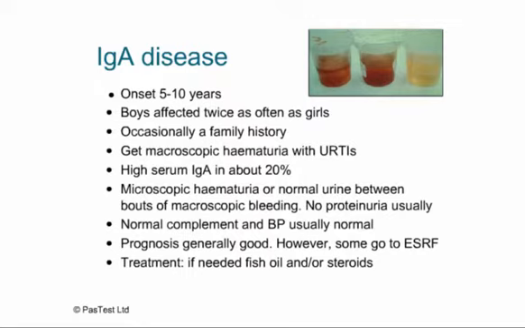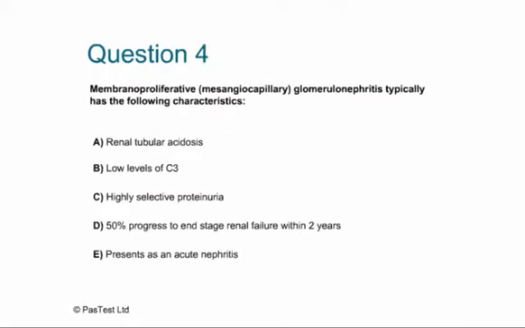Let's move on to another question. Question 4. Membranoproliferative glomerulonephritis, which is synonymous with mesangiocapillary glomerulonephritis, typically has the following characteristics. A. Renal tubular acidosis. B. Low levels of C3. C. Highly selective proteinuria. D. 50% progress to end-stage renal failure within 2 years. And E. Presents as an acute nephritis. So this is a true-false question.